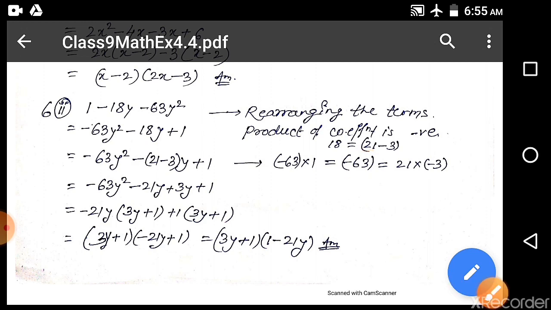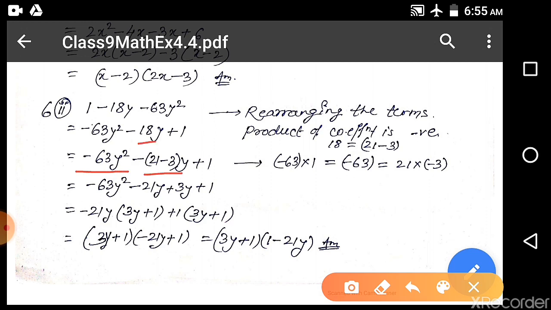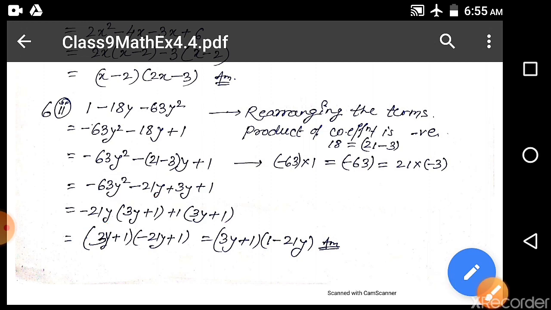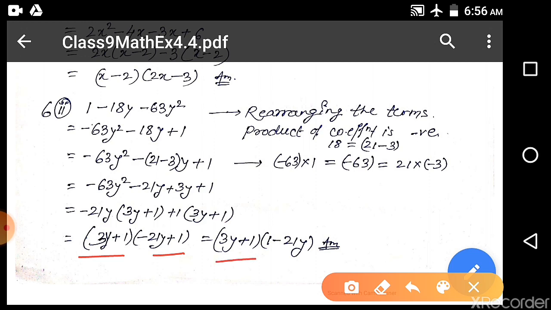Now we'll put all those terms here. See, this is the next line. Minus 63y square, and for 18y we'll write, inside the bracket, 21 minus 3, and after that we break the terms. It is minus 63y square plus 21y minus 3y plus 1. Now we can take out the common factors. From the first two terms we can take out 21y as common, so it will be 3y plus 1. Now again we write 3y plus 1 for the second two terms, where we can take plus 1 as a common factor. So 3y plus 1 can be taken out common. This one becomes 1 minus 21y, so it can be written as 3y plus 1 into 1 minus 21y. So this is the answer.